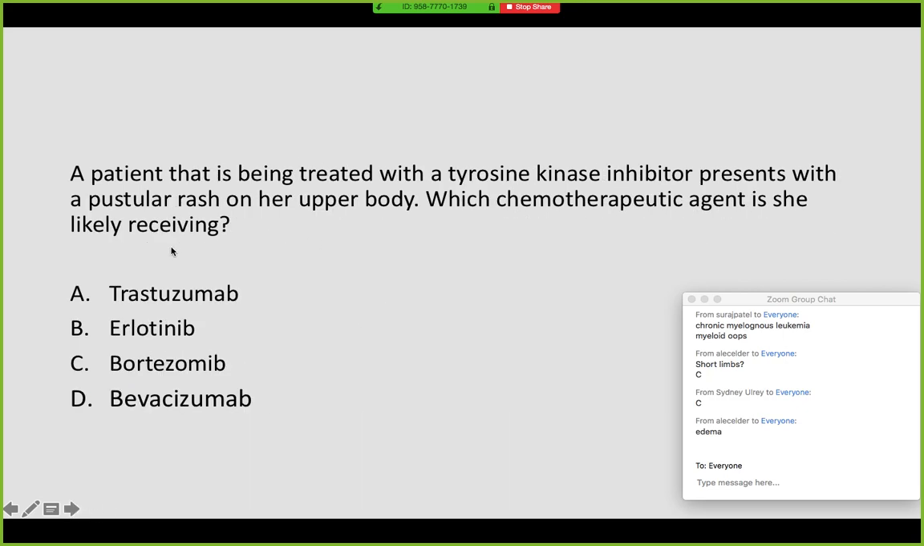So you have a patient that is being treated with a tyrosine kinase inhibitor who presents with a pustular rash on her upper body. Which chemotherapeutic agent is she likely receiving? Right, so the correct answer here is B, erlotinib. So I would recommend some of the ones that we talked about that have unique adverse effects, like the fluid retention or the rash. I would definitely make sure that you know those.